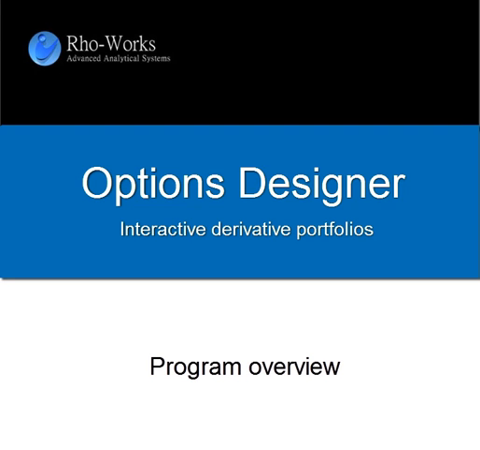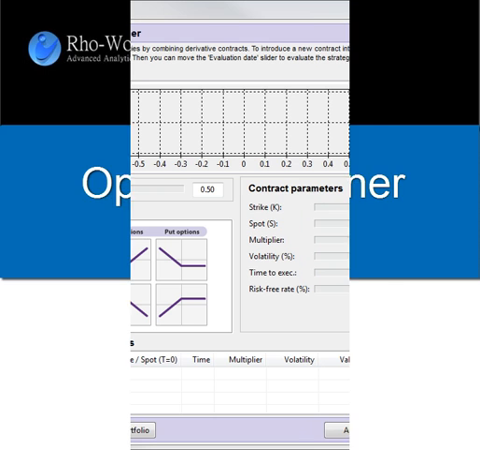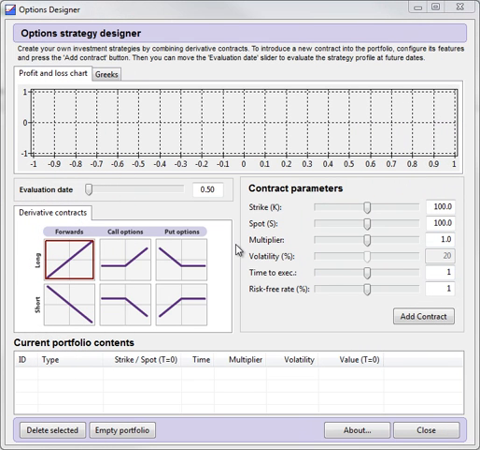OptionsDesigner is a tool for creating, valuing, and charting derivative strategies including forward and option contracts. In order to show the main features of the software, we will work with a simple example. One popular strategy used to profit from low levels of volatility is the Butterfly combination.